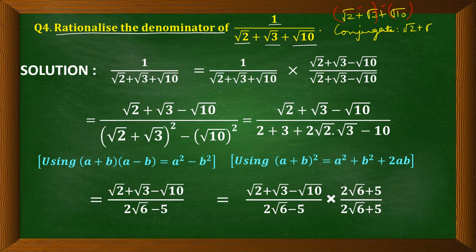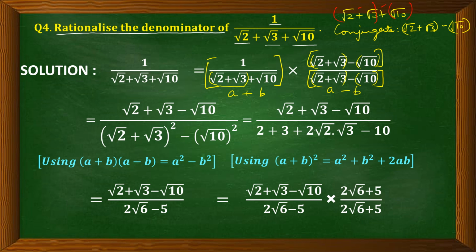So root 2 plus root 3 minus root 10. Instead of plus, now we have minus. Now we shall multiply the given expression by the conjugate in the numerator as well as the denominator. Let us group them over here also, right? Now if you observe over here, this whole root 2 plus root 3 we can say A, plus root 10 as B. Over here again root 2 plus root 3 as A, minus root 10 is B.